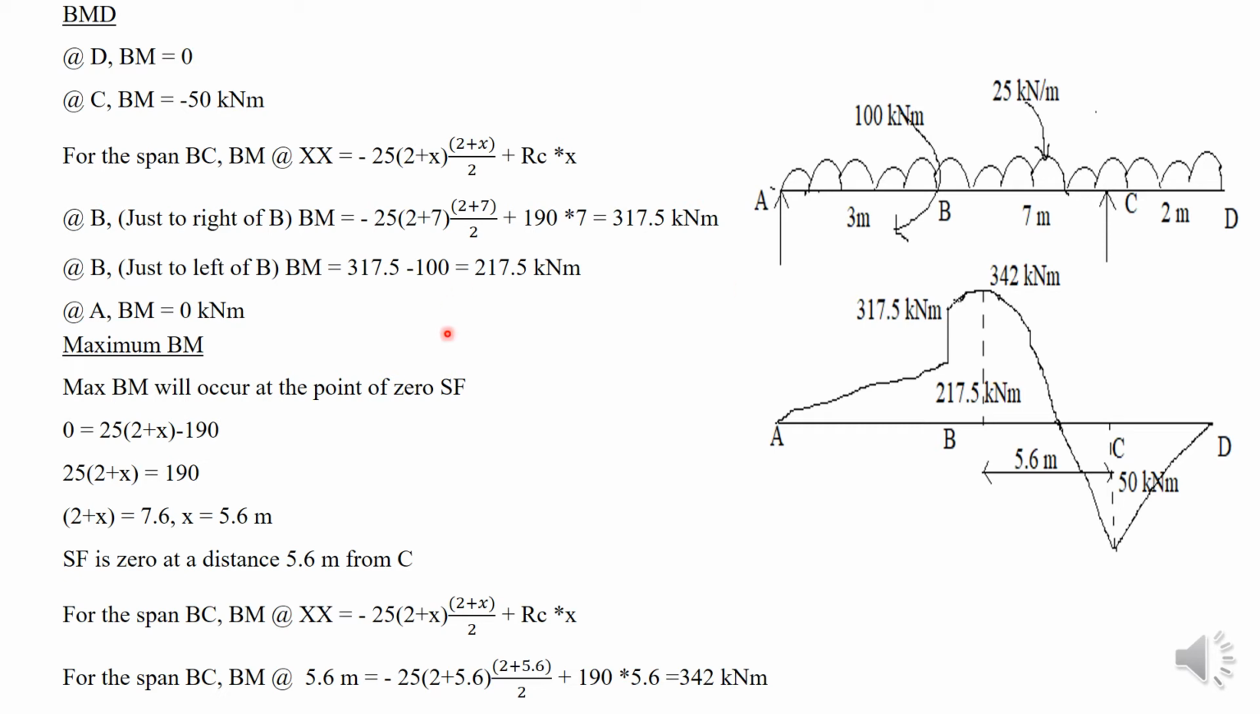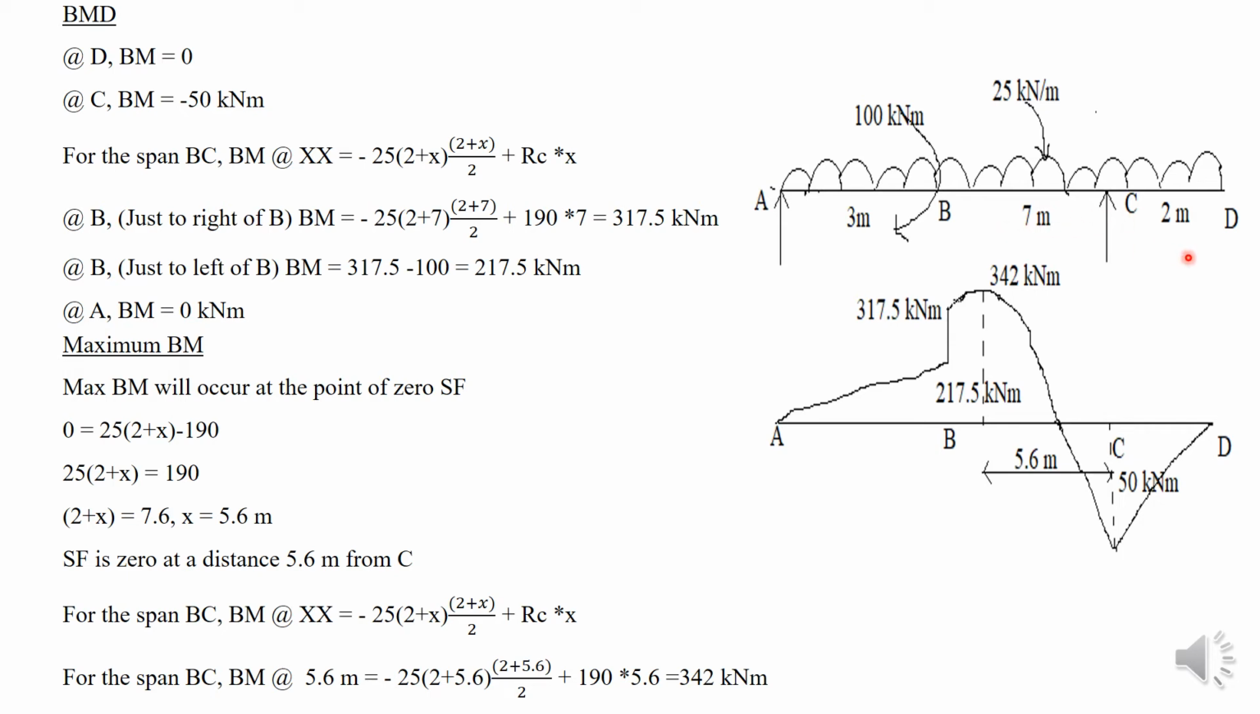We have to find that point and also the value of the maximum bending moment. In order to find the point of zero shear force, take the equation which we developed for span BC, at a distance x from support C, equate it to 0 and find the value of x. That is x equal to 5.6 meter. That means from C at a distance of 5.6 meter the shear force value is 0, so at that point we will have the maximum bending moment.